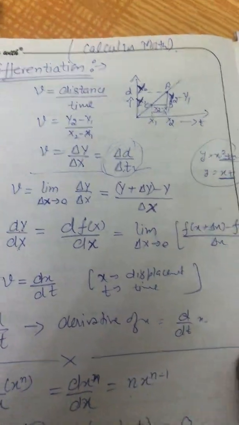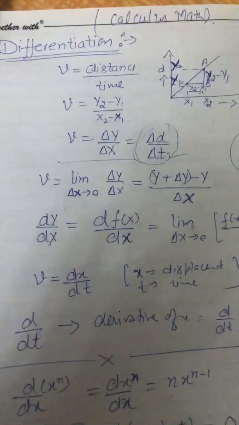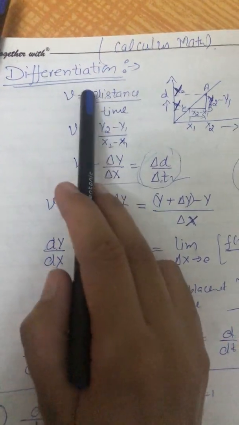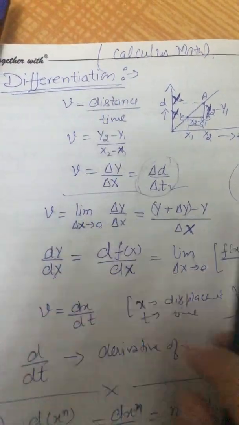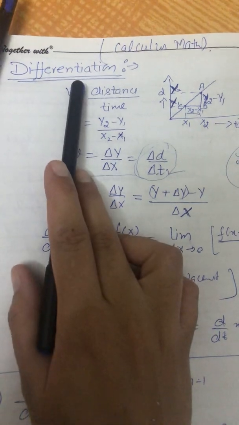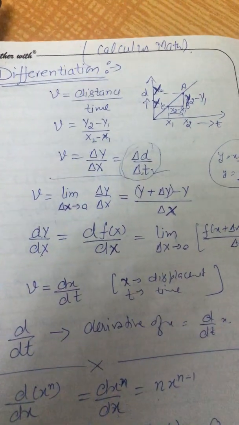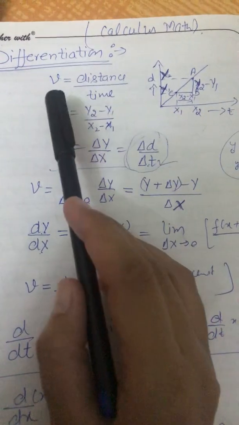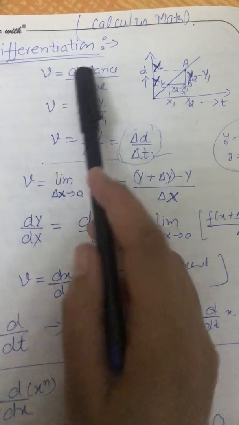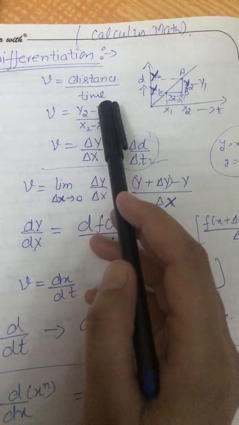Good evening, students. Today we will discuss the basic differentiation which is used in physics. Differentiation simply means when one quantity changes with respect to the other. For example, we have velocity. Velocity is change in distance per unit time.